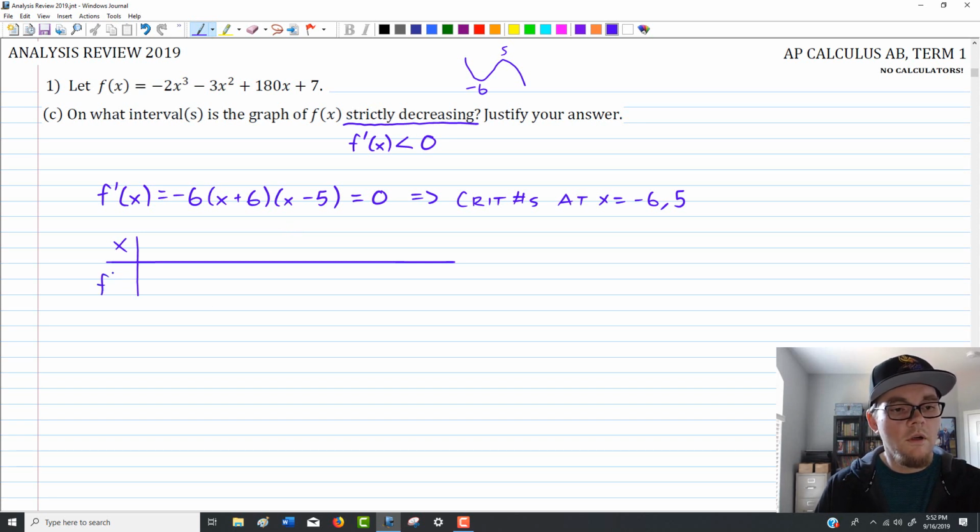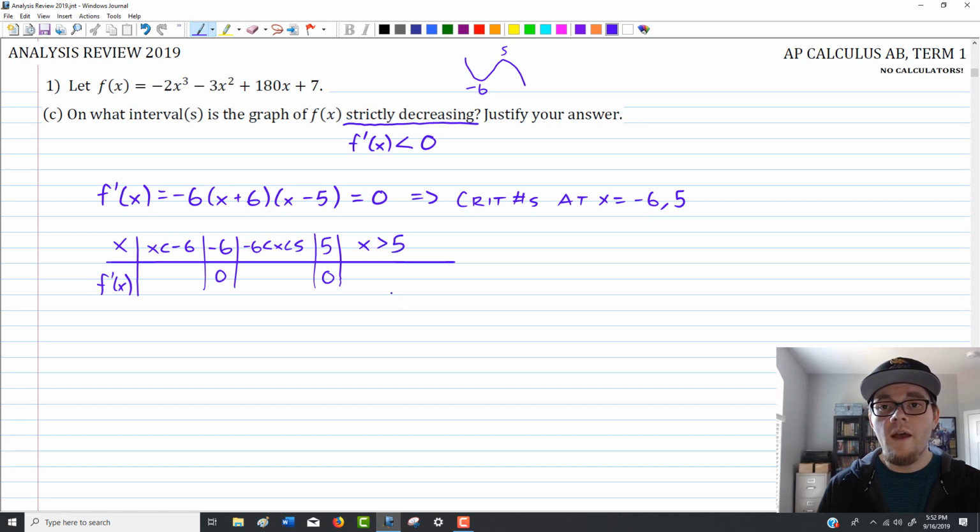So from here, we'll go at f prime of x. Our two critical values were negative 6 and 5. Now there were no other additional important values that aren't critical, so just those two to look at. We want to see what's happening for x values less than negative 6, for values between negative 6 and 5, and then of course also for values bigger than 5.